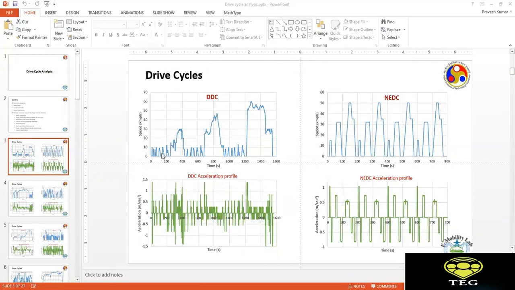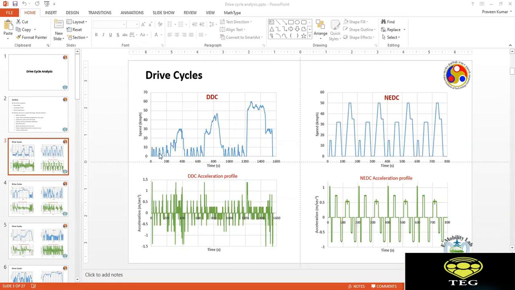Like I said, DDC is daily drive cycle, so it means a typical or representative driving pattern for Delhi. And on the right we have NEDC, the New European Drive Cycle, which would be a typical driving pattern for an average European city. By observation itself, you can find contrasting differences between the two drive cycles. For example, in the Delhi drive cycle, the maximum speed goes up to 60 kilometers per hour, whereas for the New European drive cycle, the maximum speed goes up to 50 kilometers per hour.